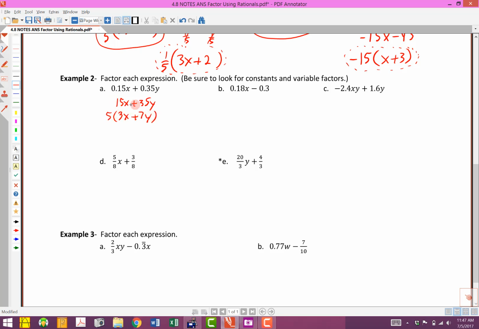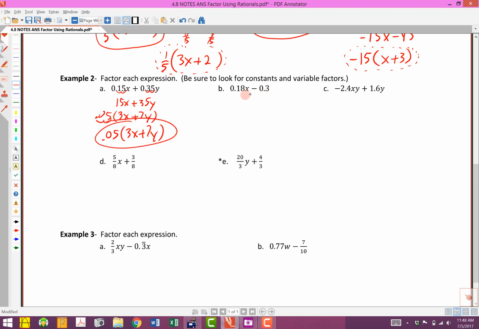But remember, we're not talking about 15 and 35, we're talking about 0.15 and 0.35. So in order to get this right, I'd have to move the decimal over 2 places here to make a 15 and 2 places here to make a 35. Well, in order to make this work out decimal-wise, I need to move the decimal over 2 places. So what I'm taking out is not a 5, but a 0.05. So 3x plus 7y, and this right here is the answer.